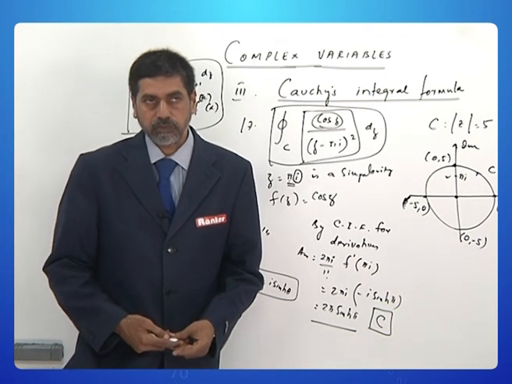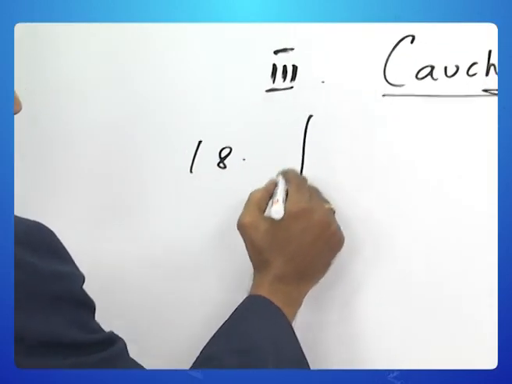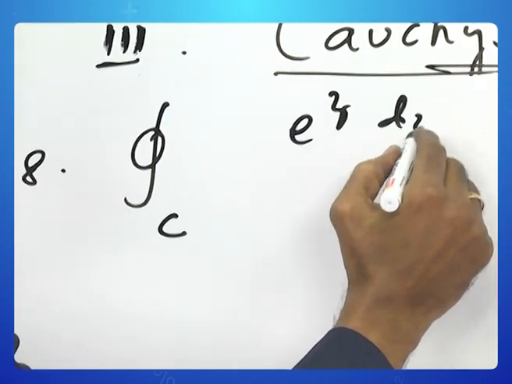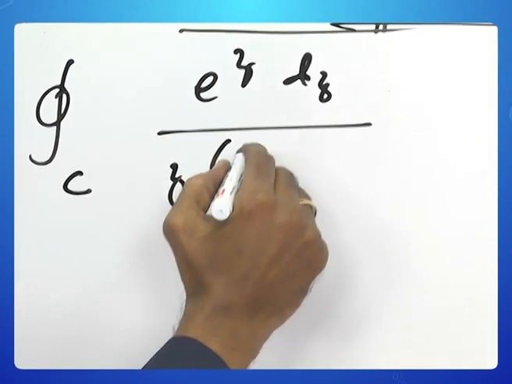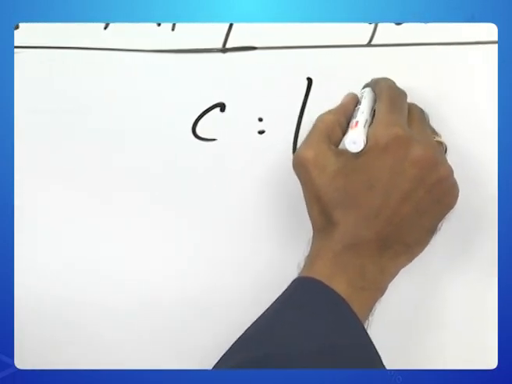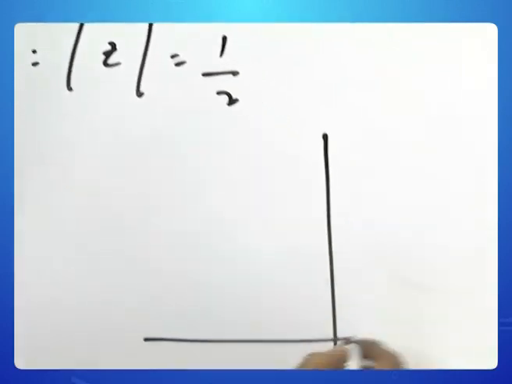Let's go to the next question. Question number 18. What is the output of the contour integral e power z dz by z into 1 minus z whole cube, where c is mod z is equal to half? So, this is a circle of radius half.